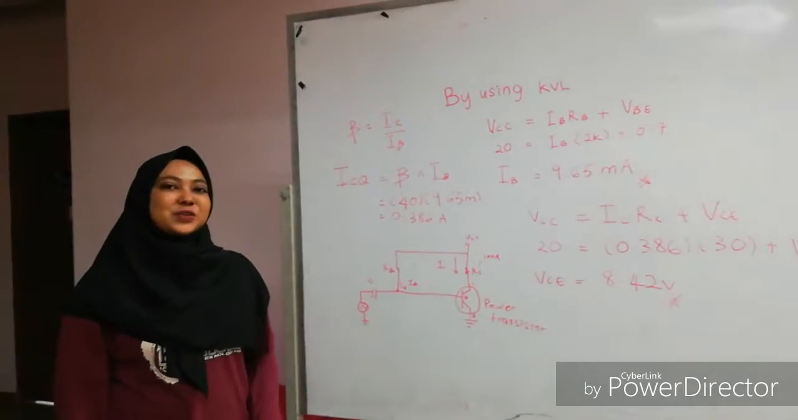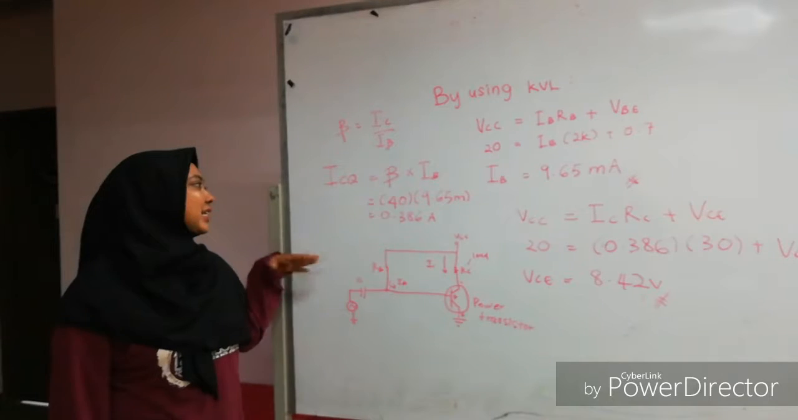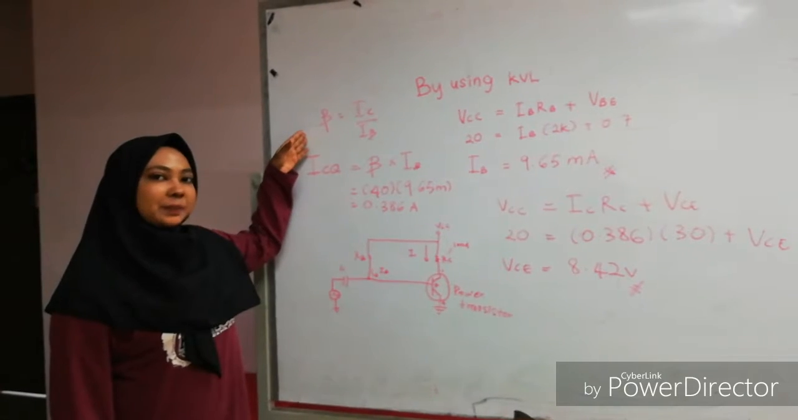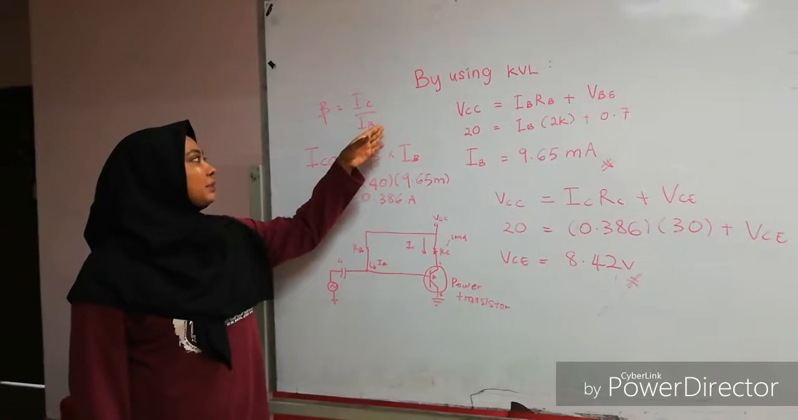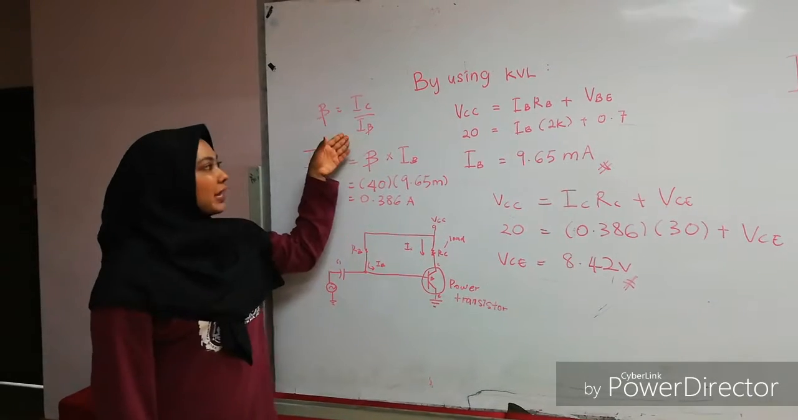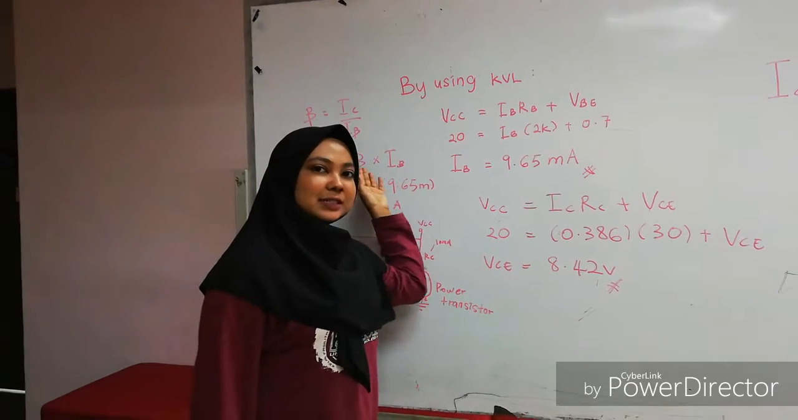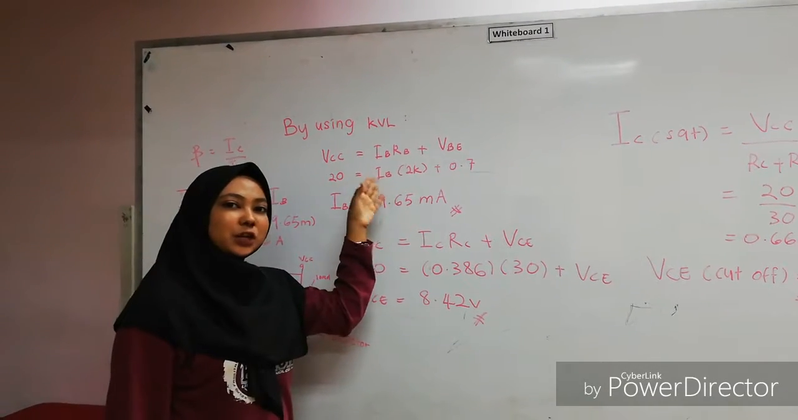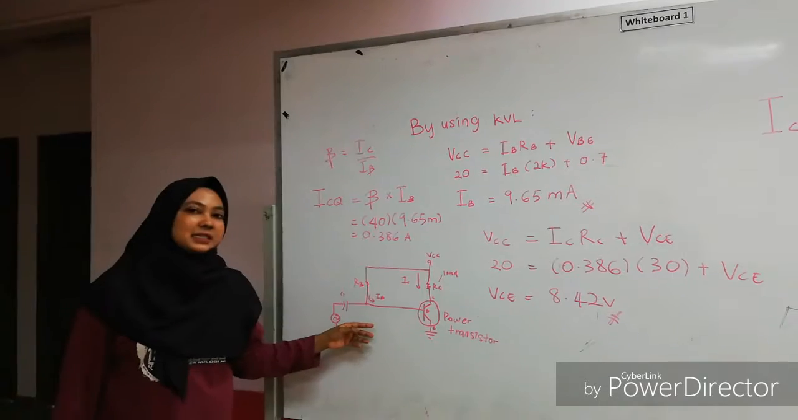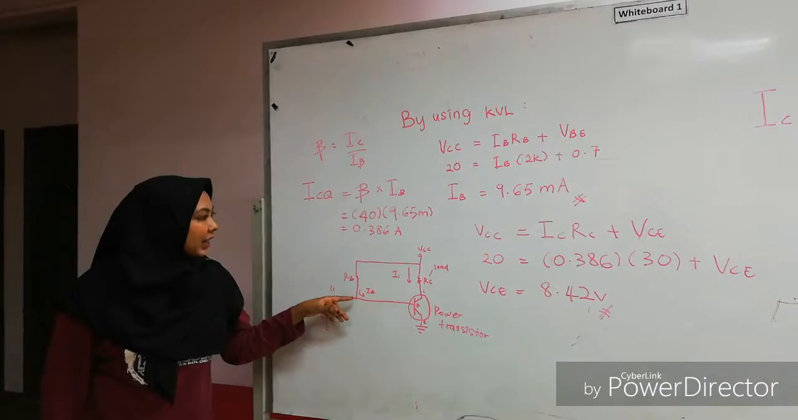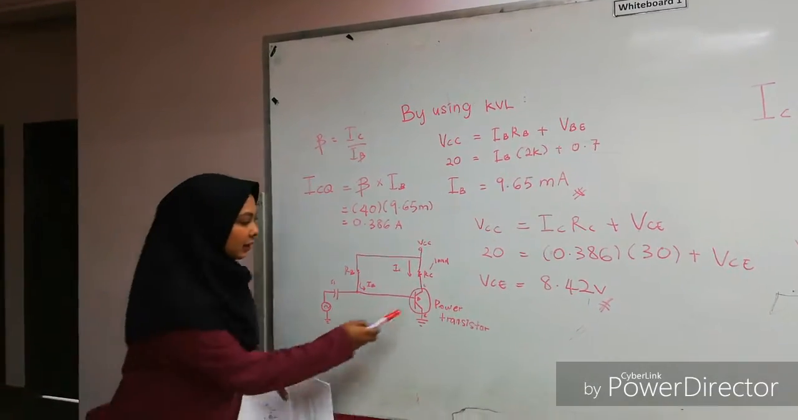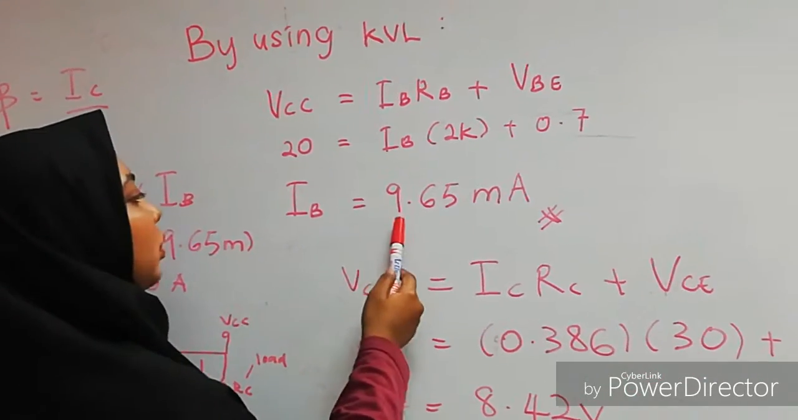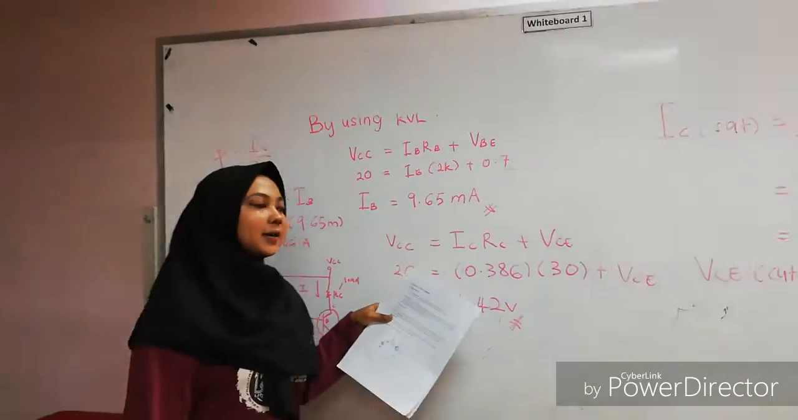Okay, the next value that we need to know is the ICQ to plot the DC load line. To find the ICQ, we will use the derivation of this general beta formula, which is beta is equal to IC over IB. But in this case, we have no IB, and we need to find the IB first. To find the IB, we will use the Kirchhoff voltage law on the circuit given, which is VCC equal to IB RB plus VBE here. And arrange the formula, we will get IB equal to 9.65 milliampere.